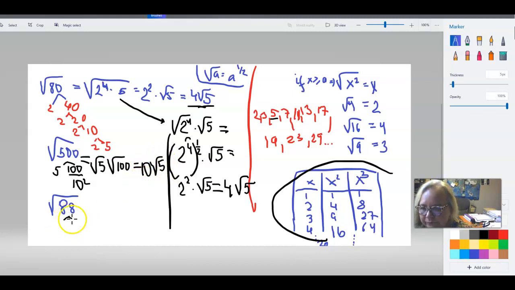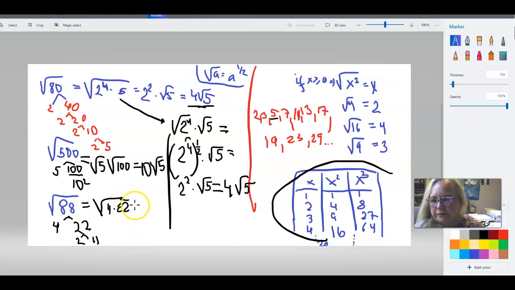88. 88 is an even number, so we start with 2. If you can see that 4 is a factor, go with the 4. 4 times 22. 22 is 2 times 11. Neither one of these numbers is a perfect square, so we keep it 4 multiplied by 22. We don't need to keep 22 as 2 times 11 because you cannot simplify. So square root of 4 is 2. Square root of 22, we keep it. And this is the answer.